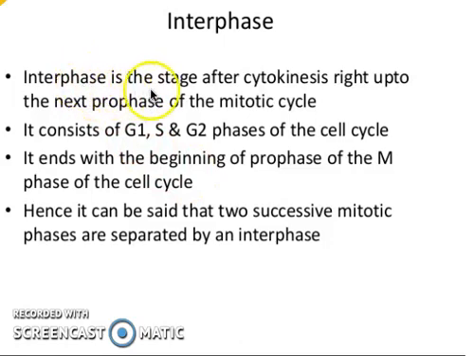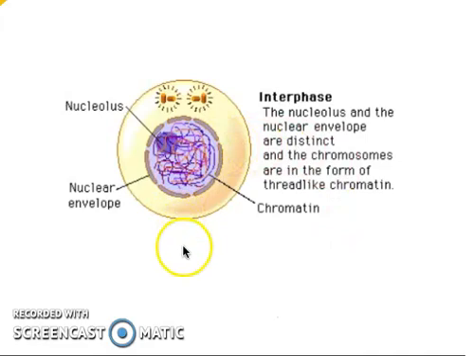Interphase is the stage after cytokinesis, right up to the next prophase of the mitotic cycle. It again consists of the G1, S and G2 phases of the cell cycle. It ends with the beginning of prophase of the M phase of the cell cycle. Hence, it can be said that two successive mitotic phases are separated by interphase. And finally, the newly formed cell is back into its perfect shape. The nucleolus and the nuclear membrane have reappeared, the chromosomes are converted back into chromatin, and the two centrosomes are clearly visible on one single pole. Now this cell will start its interphase again, and the whole cycle will be repeated.